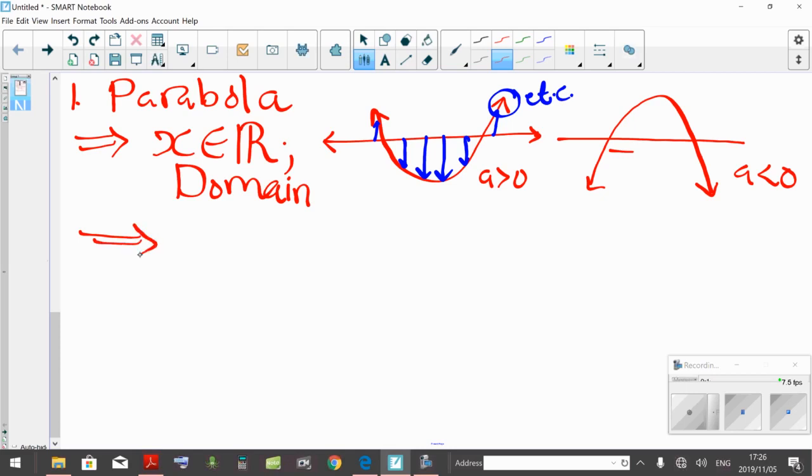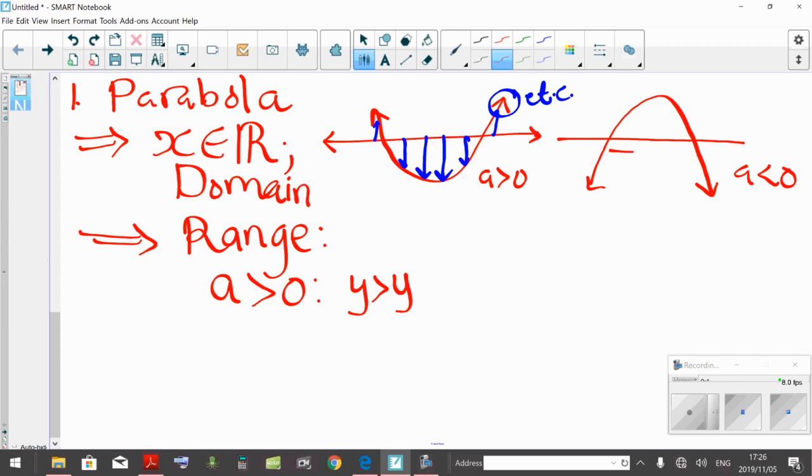What about the range? The range of a parabola is dependent on the turning point. Now I can tell you that whenever a is greater than 0, your range is going to be y greater than the y value of the turning point. You have to calculate the y value of the turning point. And then y will be covering all real numbers that are greater than the y value of the turning point.